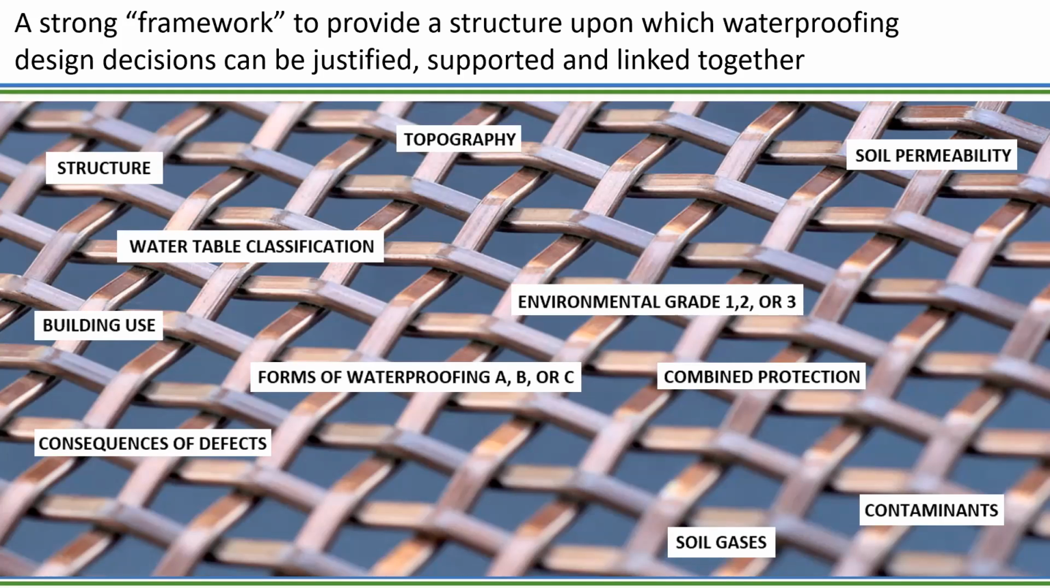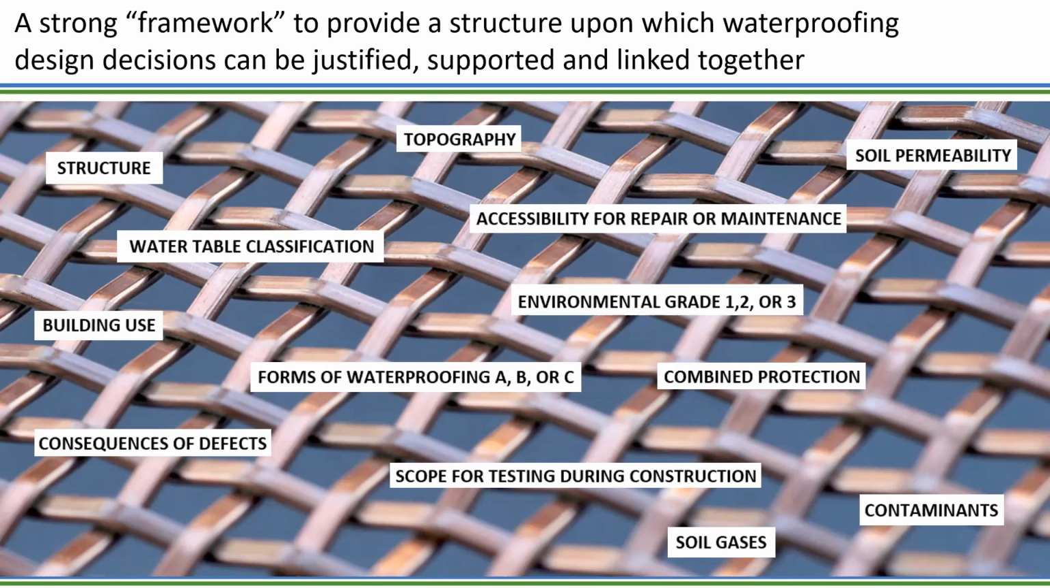So I need to factor this into the design to try and make sure that risk is designed out as much as possible, which leads on to accessibility for repair or maintenance. Once a system's installed, can it be repaired if there's a defect? Well, if the answer is no, then I generally combine systems so that the effects of that defect are taken up, if you like, or dealt with by a secondary system. It's all risk aversion, which also leads to the scope for testing during construction.